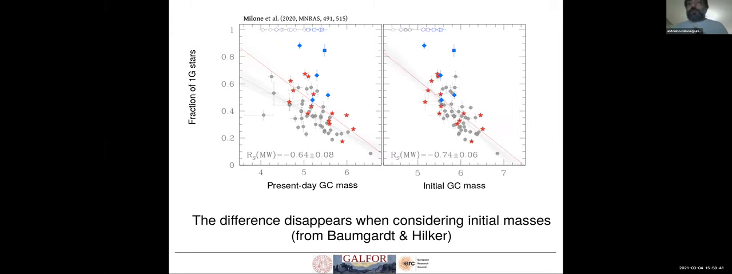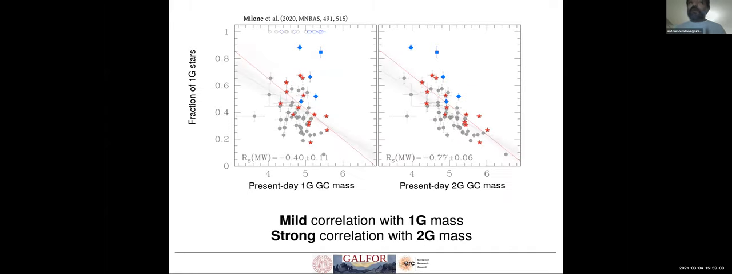Based on this plot, we can also use other parameters. So here we have the present day mass, but we can use, for example, the initial masses from Baumgardt and Hilker. And what we see is that this relation becomes more well-defined and that the significance becomes higher and higher when we use initial masses. But we can plot against other quantities. For example, we see that there is a mild correlation with the mass of the first generation and a very strong correlation with the mass of the second generation.